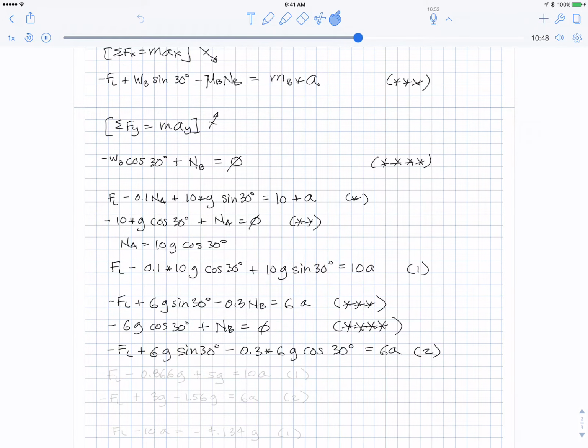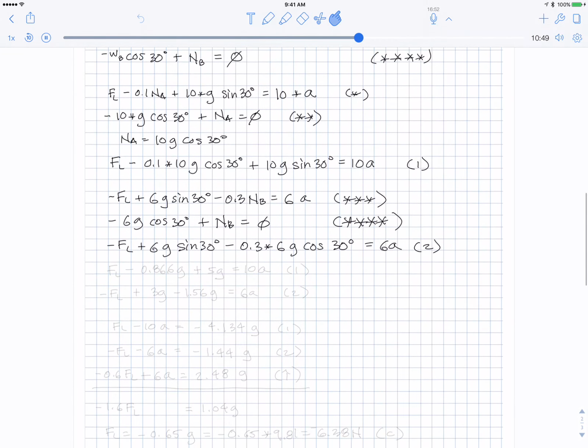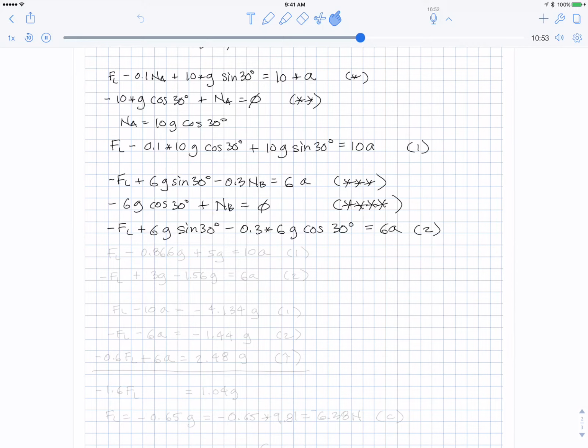That's the new equation 2. So there are two unknowns in these equations, A and the force of the link, if you look at equations 1 and 2, and we're asked to find the force in the link. So we'll just solve those two equations for the force of the link, and we'll go from there. I'm going to simplify the equations first to make the algebra a little easier.